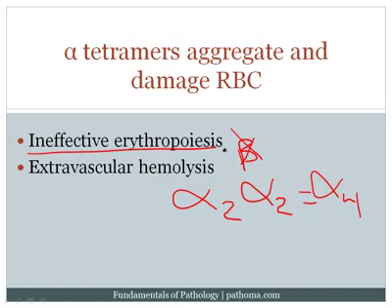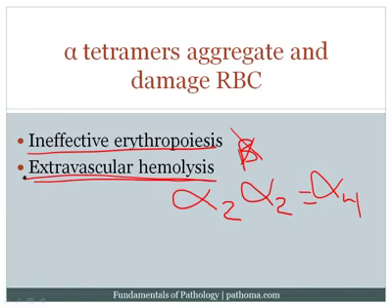Another problem is that even if the red blood cell does manage to get out of the bone marrow, the spleen will recognize the abnormality of this precipitated hemoglobin present within the red blood cell, and will actually destroy the red blood cell within the splenic macrophages.